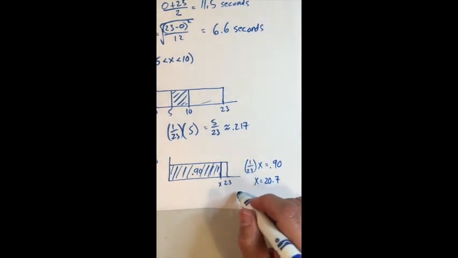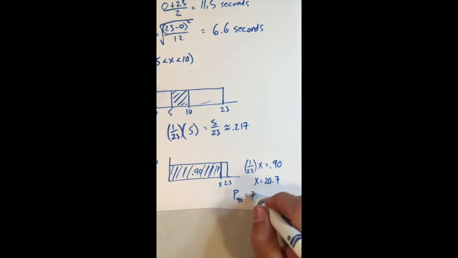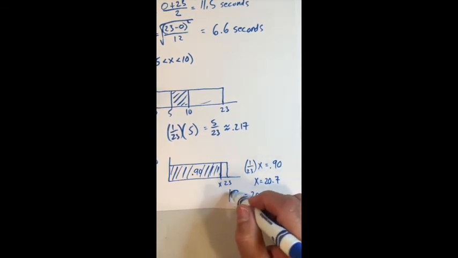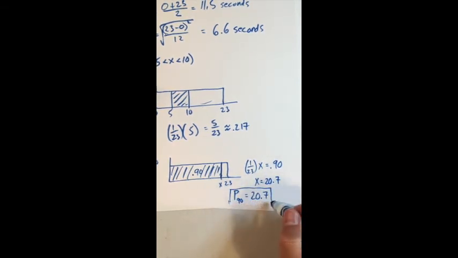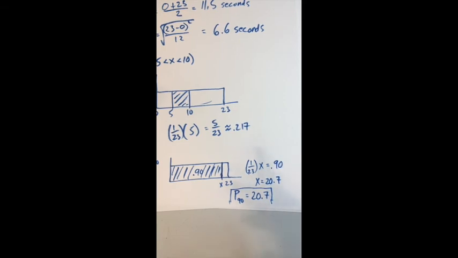And the nice thing about dealing with continuous probability distributions is we don't have to try to round it to the nearest value that shows up in the data or anything like that. This is fine, right? 20.7 is a perfectly reasonable number if you're dealing with continuous data. So that's our 90th percentile value, and that wraps up example 5.2.